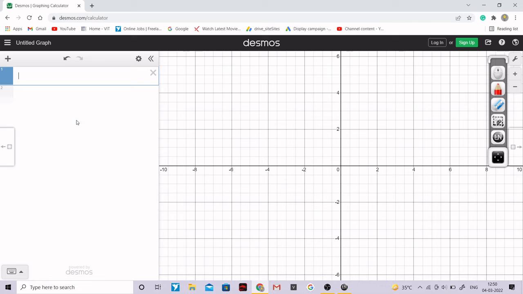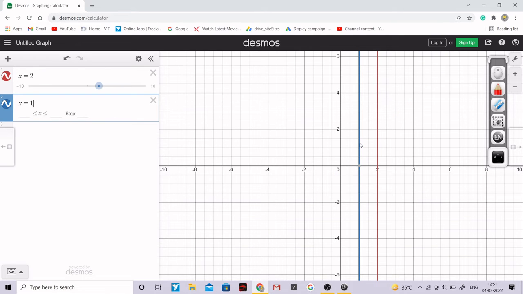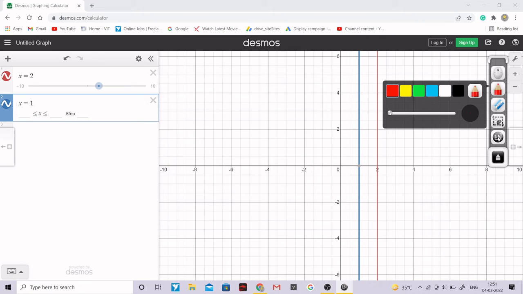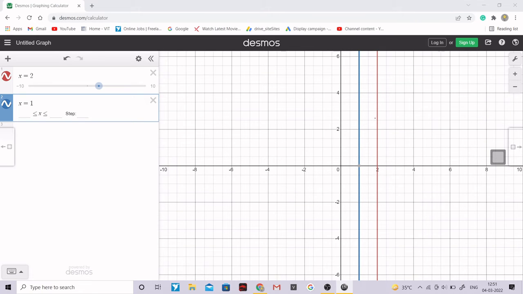Now I am entering one equation, that is x equals 2. So as you can see, we are getting this particular line. That is absolutely fine. Now let's suppose I enter x equals 1. What we saw is, as we are decreasing the value of x, the line is coming over here. This was x equals 2, and this particular line is x equals 1.